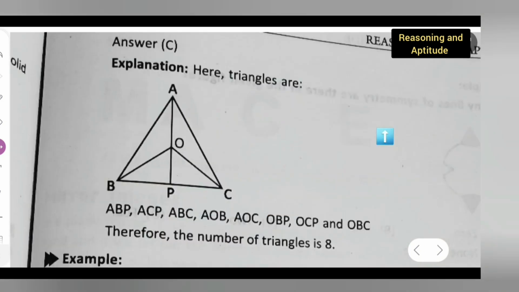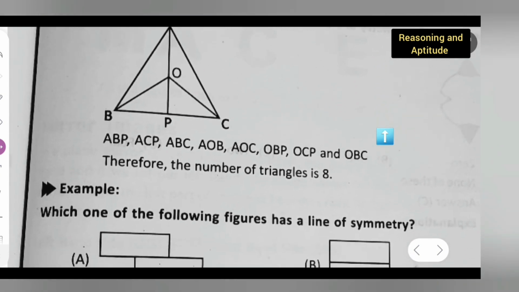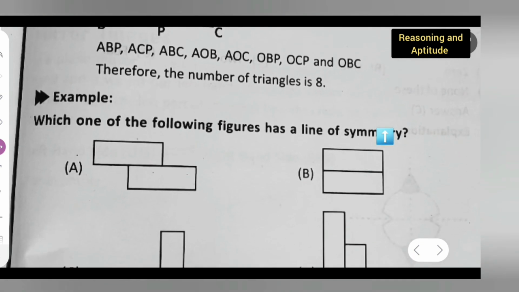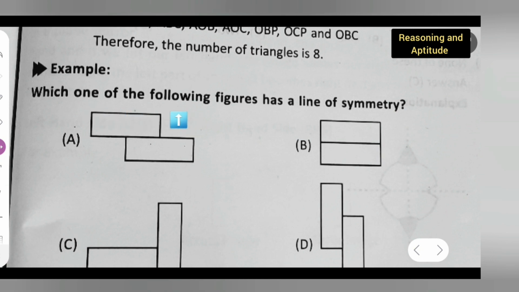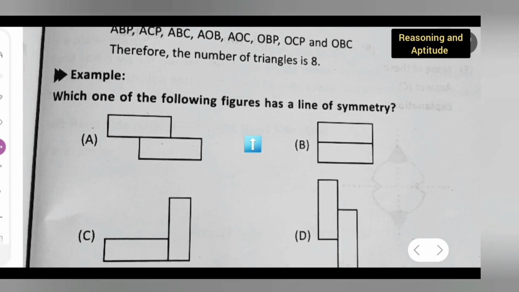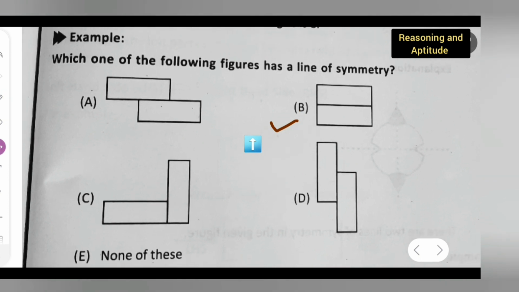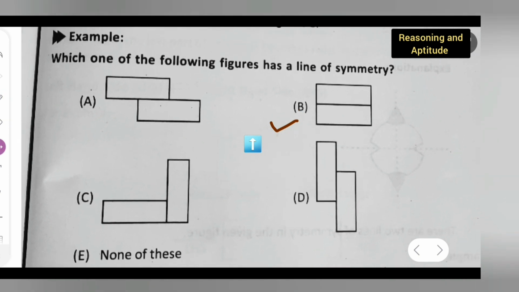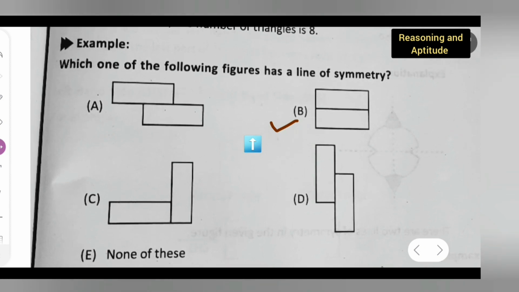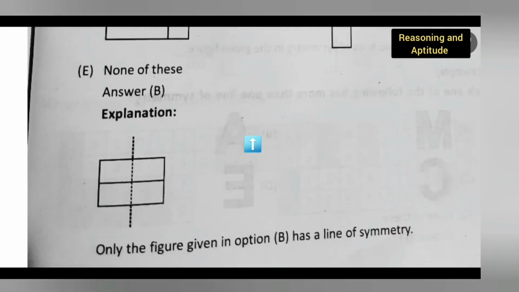Next, moving further, you all can take down this explanation part. Next, moving towards the next example. Which one of the following figures has a line of symmetry? So from this, which of the following figures has a line of symmetry? Obviously B is the correct option, right? Why B is the correct option? You all can take down the question only first. Okay. An explanation part, let me give it to you all. Explanation part is right over here.